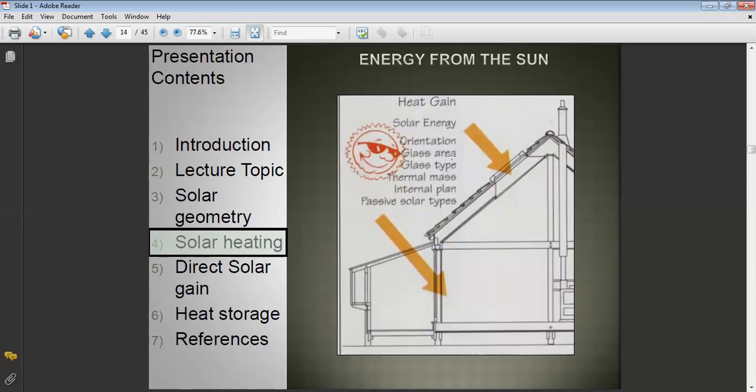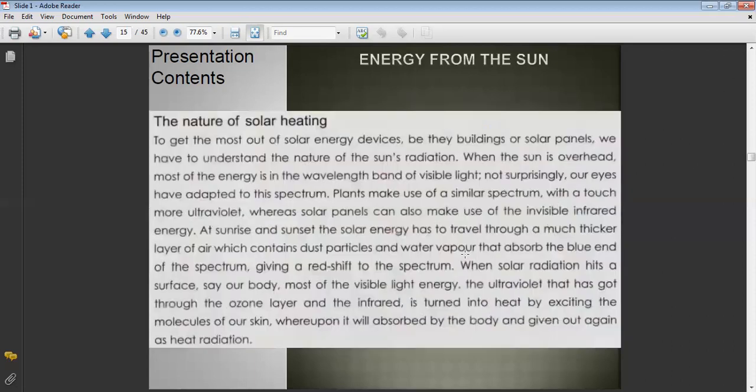Then when we talk of heat gains, you can use orientation, glass area, glass typology, thermal mass, internal plan, as well as the passive solar types of different spaces and forms which can be used to gain that.